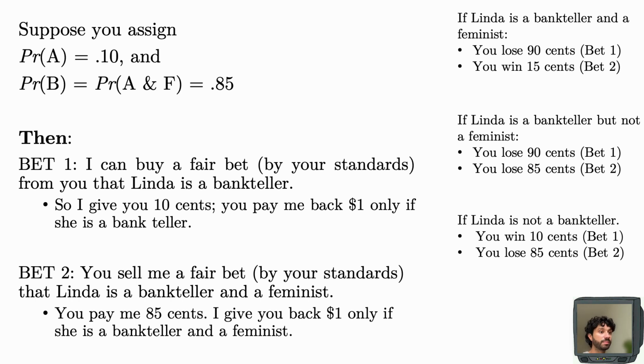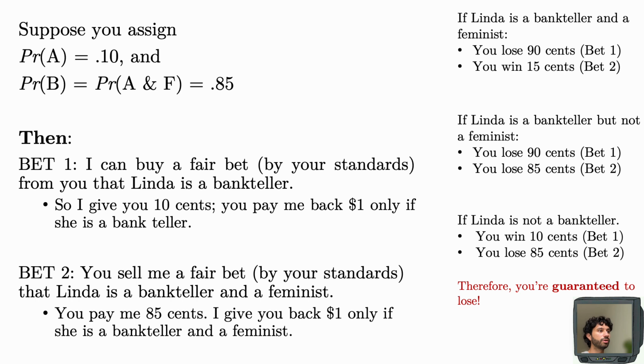So you have that win. But what about the second bet? You paid me 85 cents and I give you back $1 only if she's a bank teller and a feminist. But if she's not a bank teller, then she's not a bank teller and a feminist. So you lose 85 cents from the second bet. And taken together, you also lose 75 cents. And those are all the possible outcomes. And so therefore, you're guaranteed to lose. You're really in bad shape here, right?